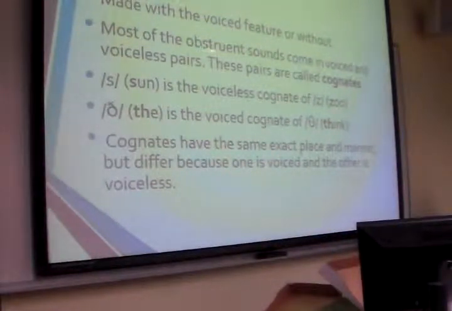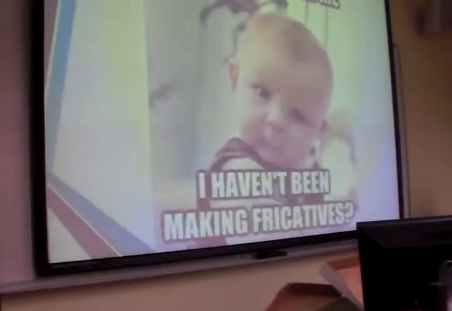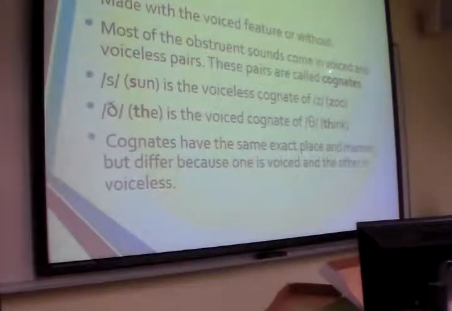Most of the obstruent sounds, which were these ones here, stops, fricatives, and affricates, most of the obstruents come in voiced and voiceless pairs called cognates. Is that something familiar? So I'll say one and you say the pair. So the voiced or voiceless cognate pair to go with K is... and P, T, S. Good, I like how you're making the sounds and not the letters. I wanted to be loud enough so you can hear me. CH.